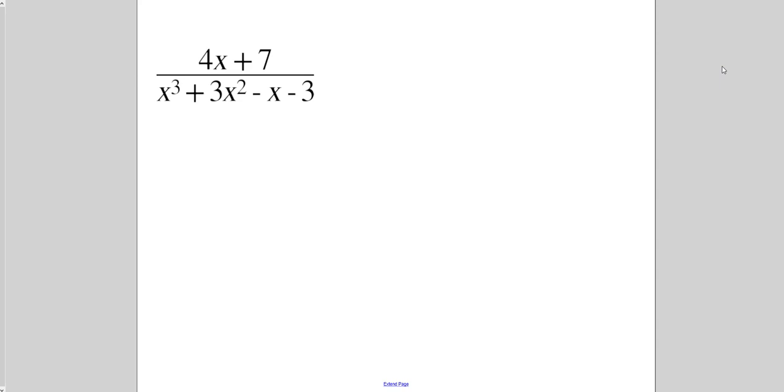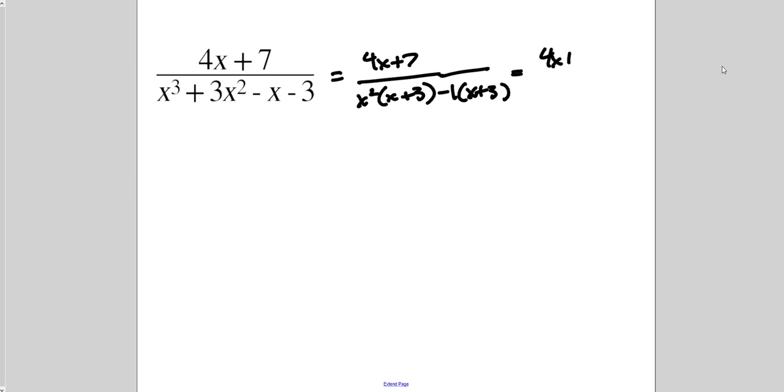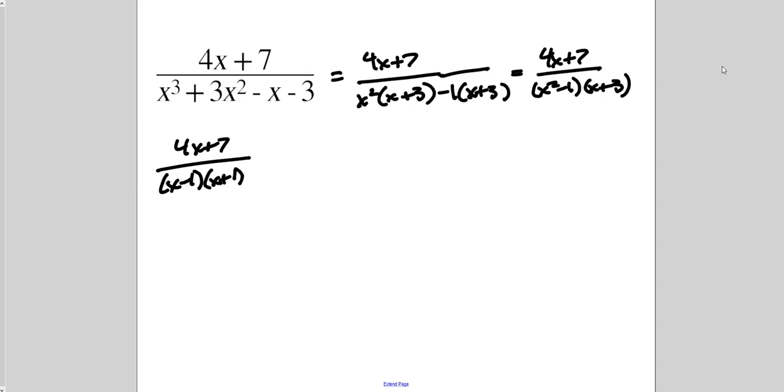All right, so here we go. So this equals 4x plus 7 over x squared times x plus 3 minus 1 times x plus 3, which means this is 4x plus 7 over x squared minus 1 times x plus 3, which means this is 4x plus 7 over x minus 1 times x plus 1 times x plus 3.